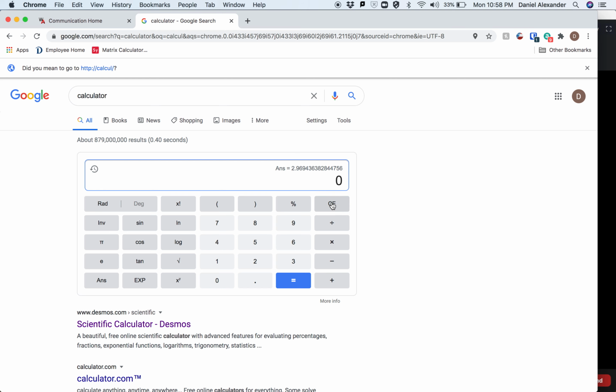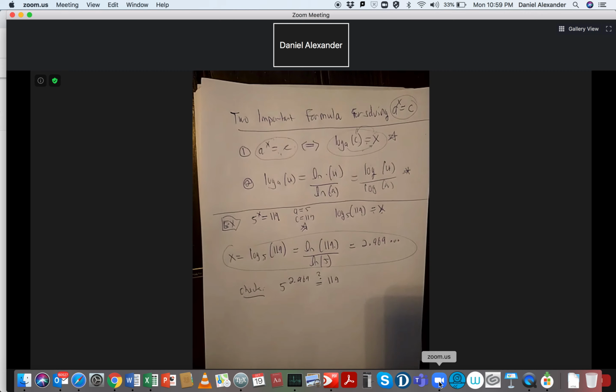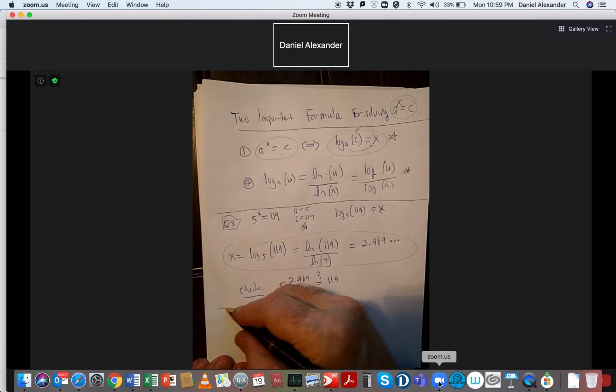Remember, I'm going to test to see if my answer worked. So I'm going to do 5 x to the y, and I had a little box, and so I just type 2.969, and I'm going to see what I get. I want to get 119. I come really close. Well, remember, when we round, we introduce what's called rounding error, so things don't work out perfectly, but that's okay. Okay, so that one's done. I'm going to go back to Zoom. So again, our check worked.